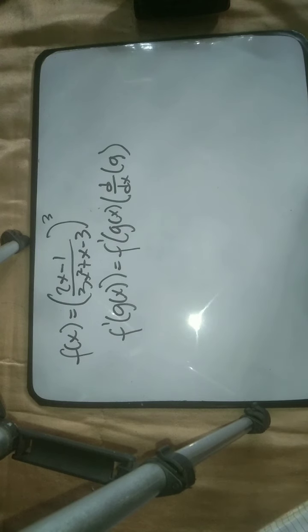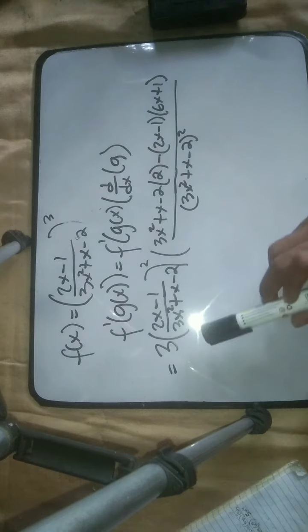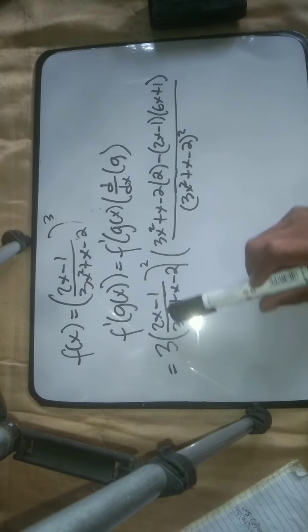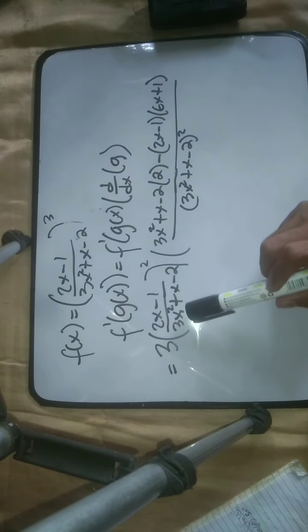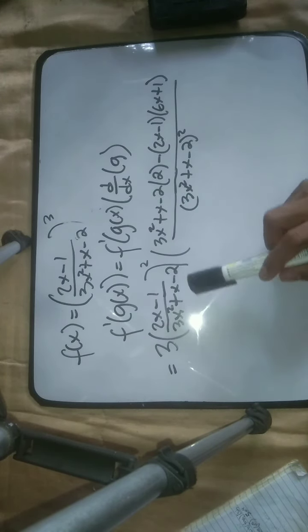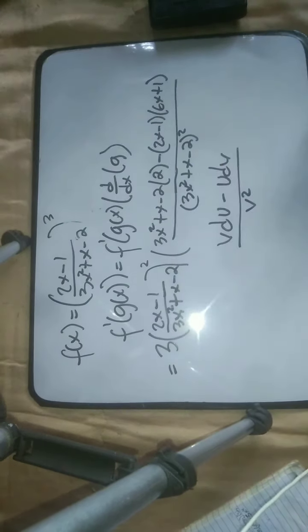So the last and final function is f of x equal to (2x minus 1 over 3x squared plus x minus 2) raised to the power of 3. We will use the chain rule in finding the derivative of this function. By using the chain rule, we get 3 times g of x, which is (2x minus 1 over 3x squared plus x minus 2) raised to the power of 2, using the power rule.